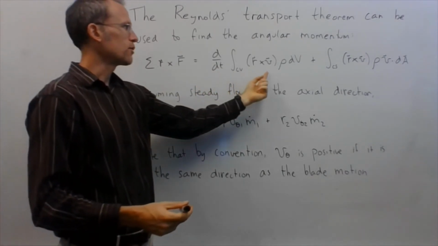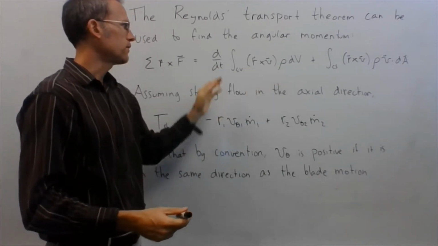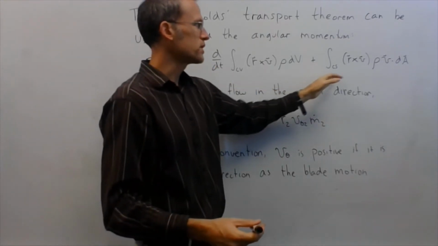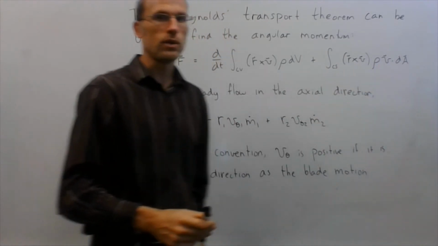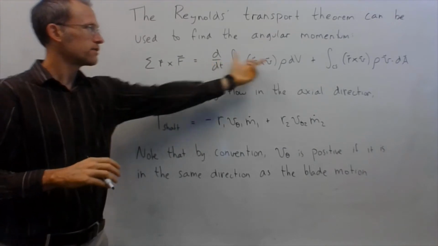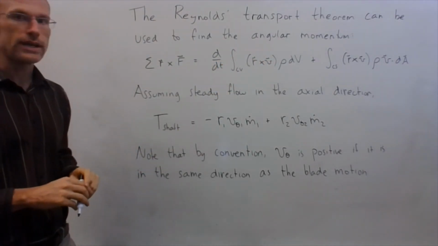Same deal here. Linear momentum, I just had V. Angular momentum, R cross V, rho dV over my control volume, time derivative of that. And then over my control surface, again, R cross V, rho V dotted with dA. Assuming that I have steady flow, this first term is gone as usual. And then the axial direction is the only one I care about.